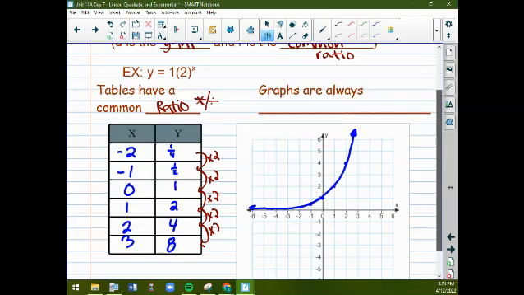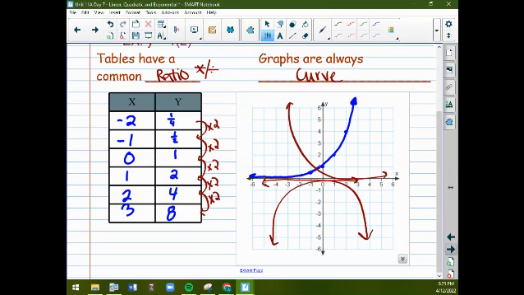Okay, so that is my common ratio. And graphs are always going to look something like this, where they've got a curve. Now remember, it could look like that. It could look like this. And it could look like this. Okay, we've got all those different options, but they have that little curve that distinguishes them.